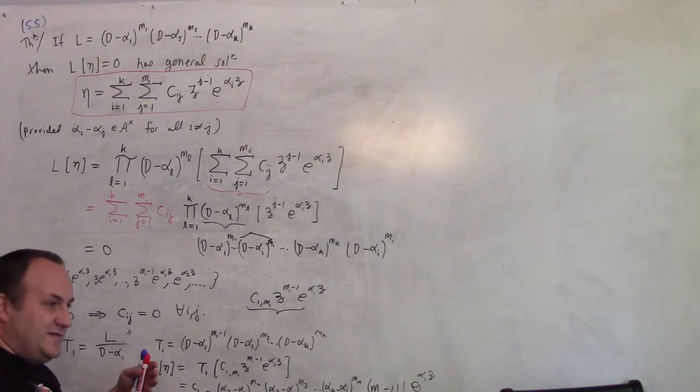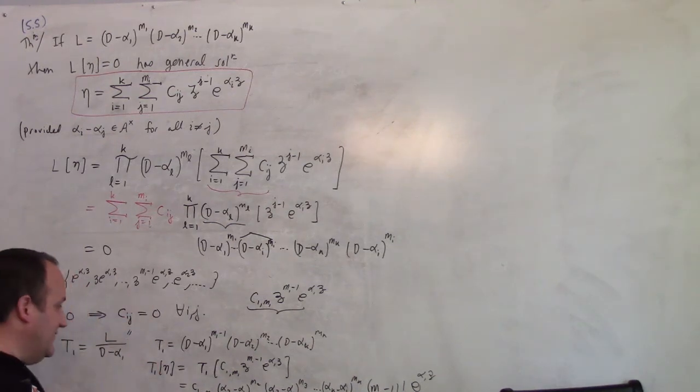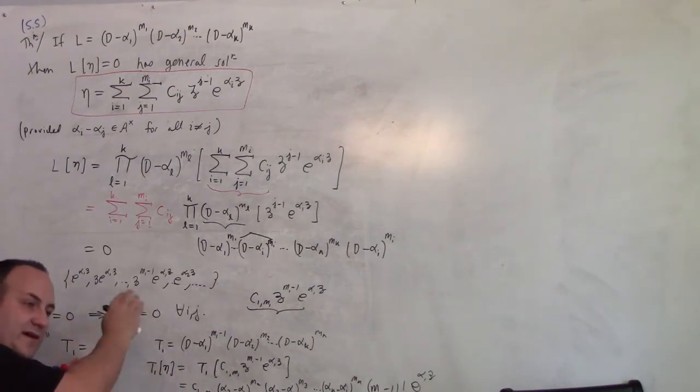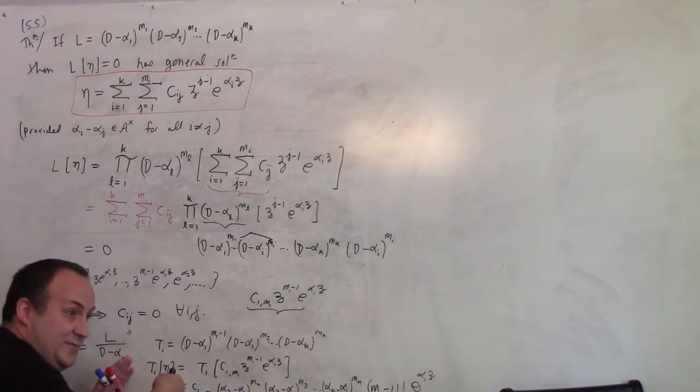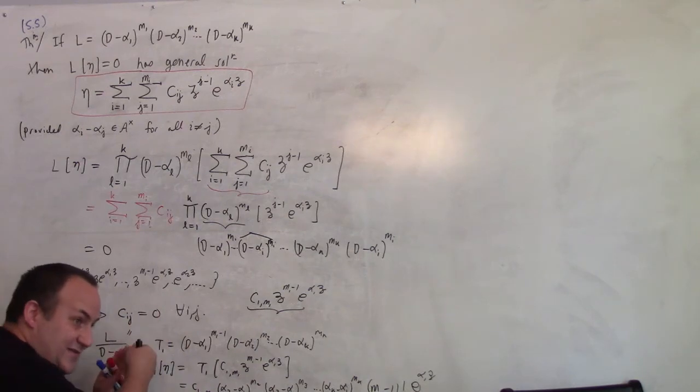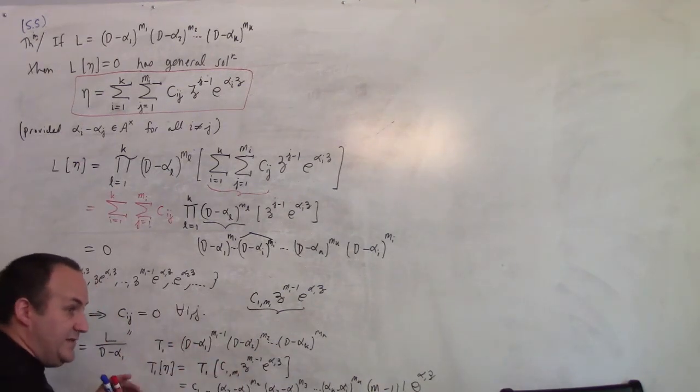And then you can just descend down. Instead of dividing by D minus alpha 1, you can divide by D minus alpha 1 squared, and that will get you the next term in the alpha 1 series. And you can just keep going down like that.